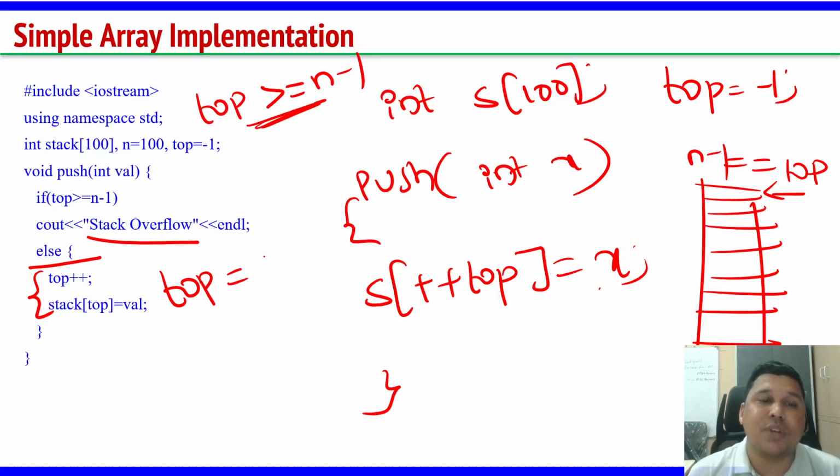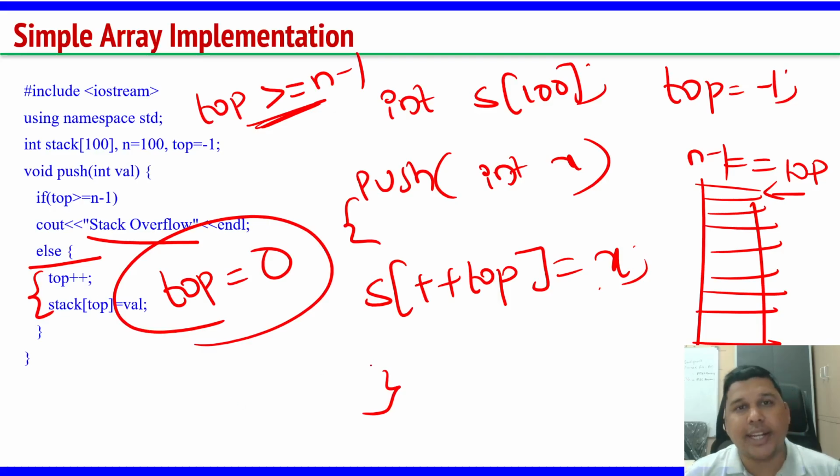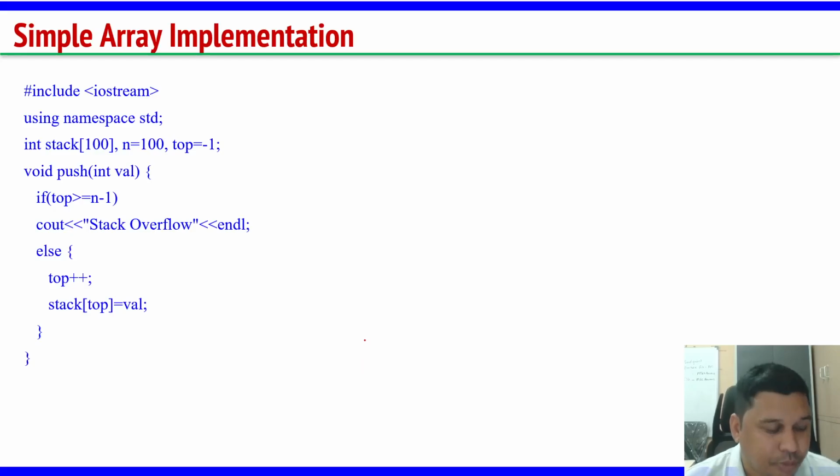Top value went from -1 to 0 now. What is the meaning of top? Top is a pointer which points to the topmost element, or to the extent that the elements are filled. It will be pointing to that location. So this is the logic of the push operation on stacks.